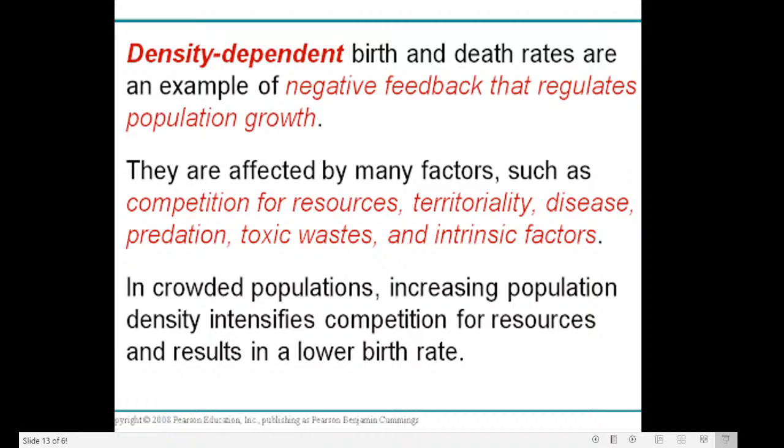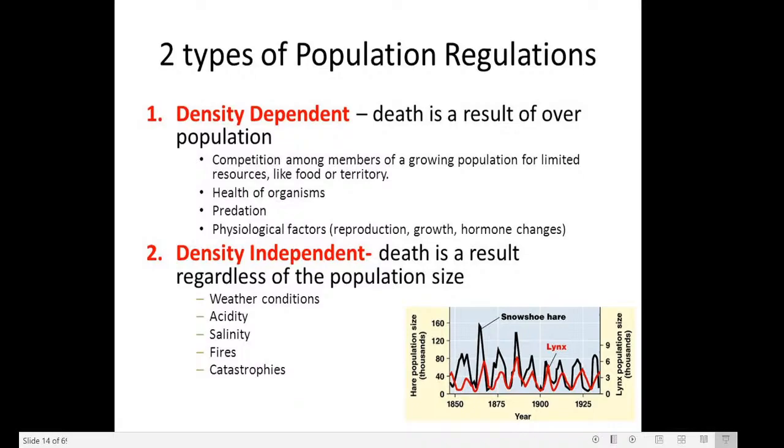Territoriality and diseases, and predation is a normal one. Then in a crowded population, the density makes a competition for the resource. So due to this competition, there is a low birth rate. Okay, next it is divided into two. This population regulation is density dependent and density independent. In the density independent, death rate is regardless of population size. This death rate does not affect the population. These independent factors mean weather condition, acidity, salinity, fires and catastrophes. These are all the factors.